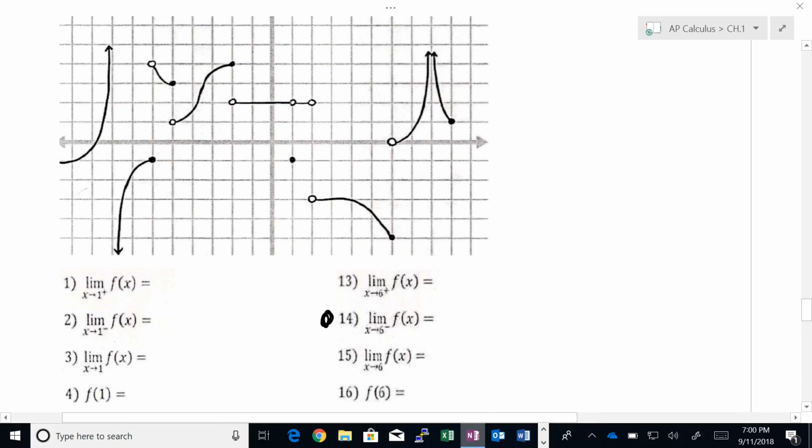So as you approach 6 from the left, 1, 2, 3, 4, 5, 6. So you're approaching from the left. So you're approaching this dot. So that's 1, 2, 3, 4, 5. So the answer would be -5.